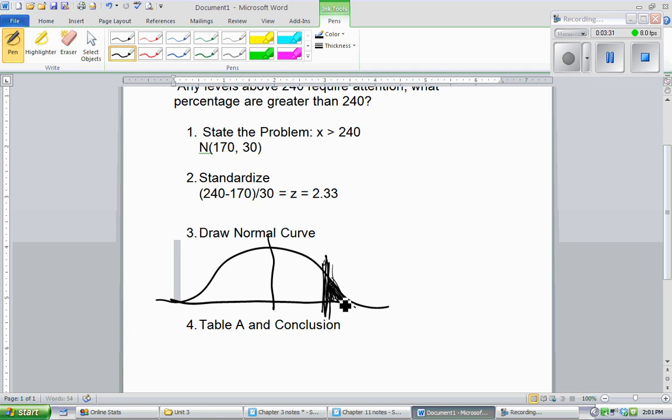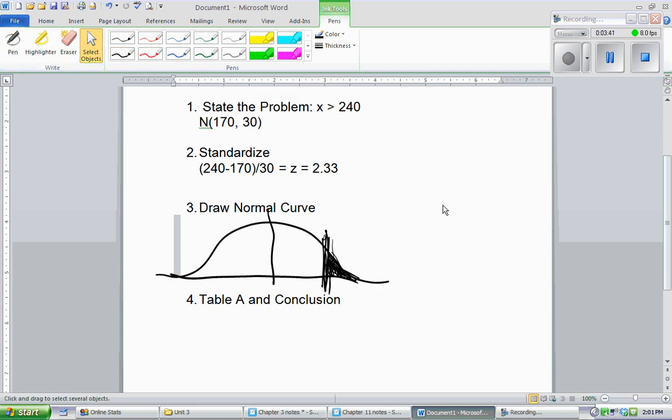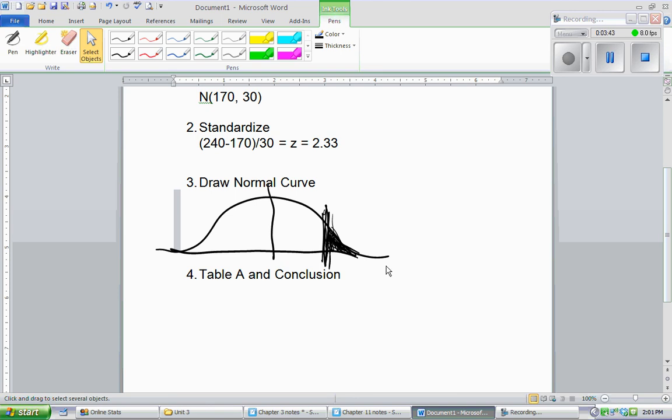Again, would we expect a high proportion or a high percentage of young men to have high cholesterol? Probably not. So we are looking at a very small number to our right there, 2.3 standard deviations away from our mean. And that's all you need to do for the normal curve step. What I would recommend doing for your normal curve is to just copy and paste a normal curve over from the internet. Just Google normal curve and you can copy and paste one over.